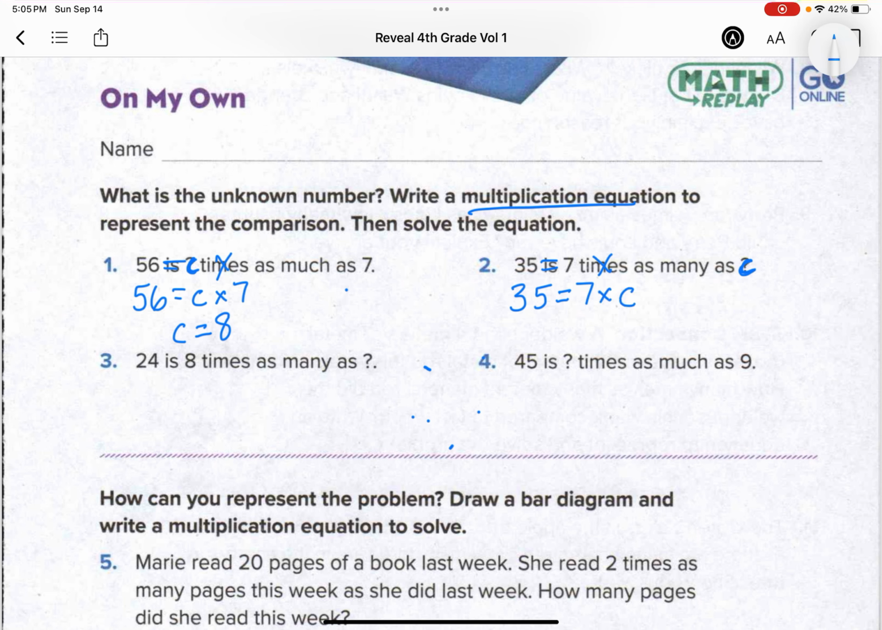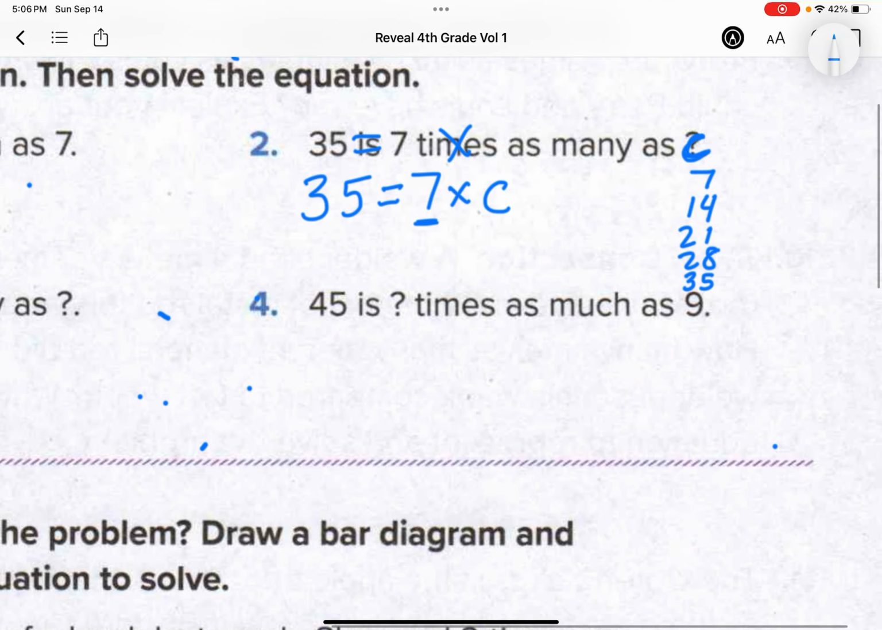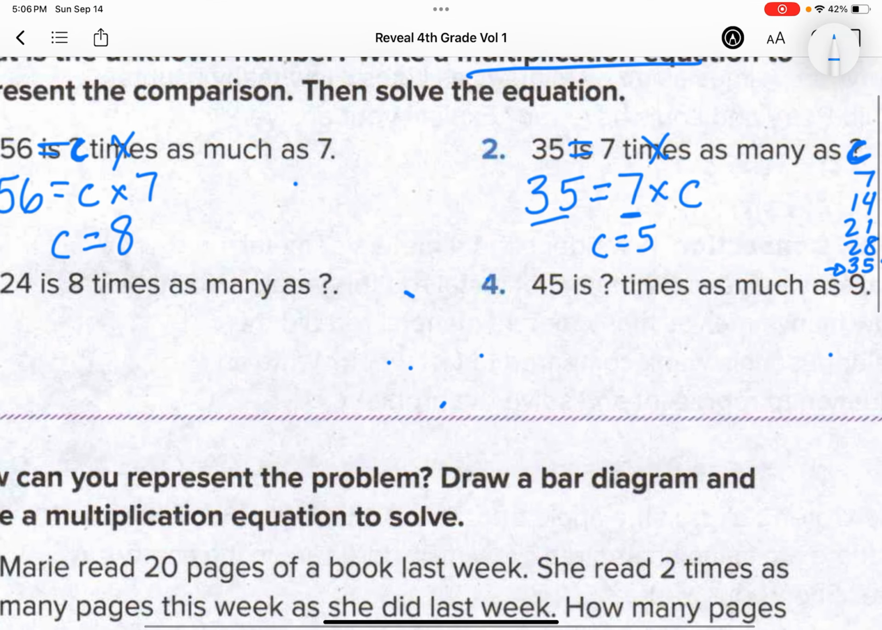I'm making equal groups of 7 since I'm multiplying, but if I don't know my multiplication facts, we can just make our multiplication chart. 7 plus 7 is 14, plus 7 is 21, plus 7 is 28, plus 7 is 35. And notice, that's what we have right here, 35 and 35. So how many groups is that? Well, that's 1, 2, 3, 4, 5. So C equals 5. We would need 5 groups of 7 to make that.